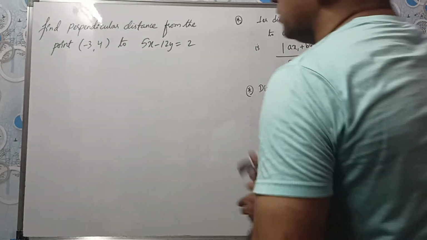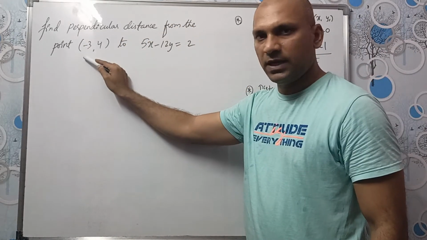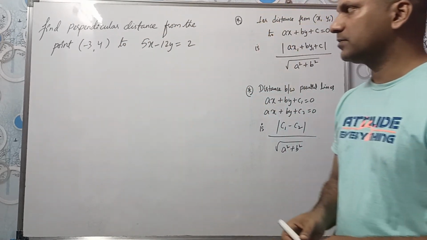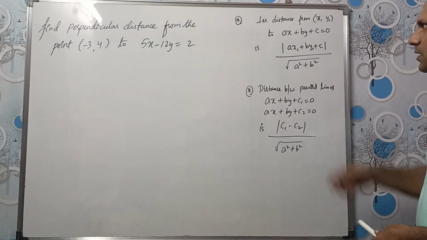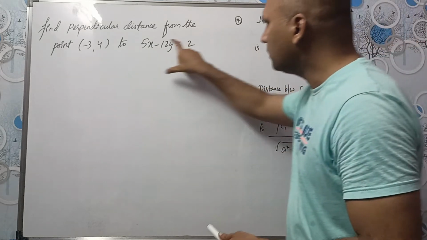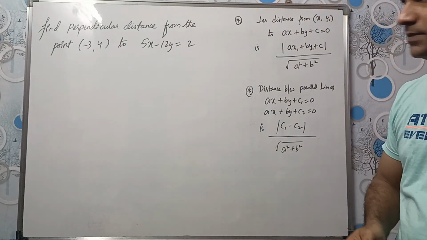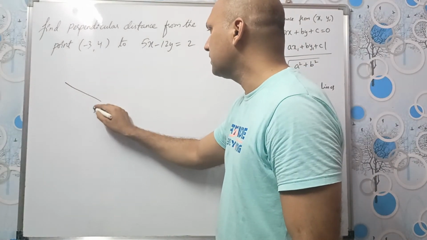We have a problem here. Find the perpendicular distance from the point (-3, 4) to this straight line. Just now we have derived these two formulas: the perpendicular distance formula and the distance between parallel lines. We will apply this formula, right? Let us draw a rough diagram. This is the straight line.